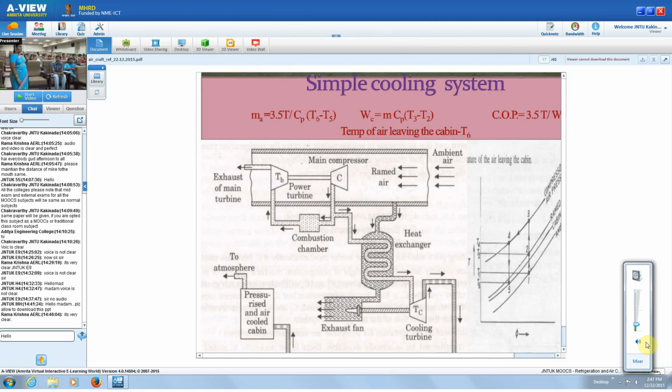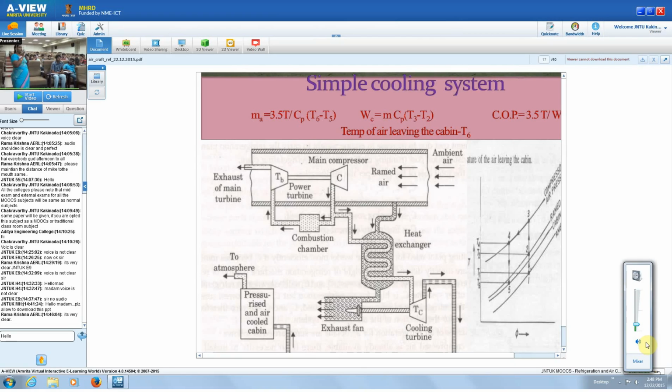So with this simple cooling system, which is mainly used when the aircraft is not moving at very high velocity but at a low velocity, you can find out the work input to the compressor. If you know the mass of the air coming from this compressor and the specific heat of air, then the difference between T3 and T2, because T3 is nothing but the main compression in the main compressor. So the work required by the compressor here is m Cp delta T. The delta T is nothing but T3 minus T2.